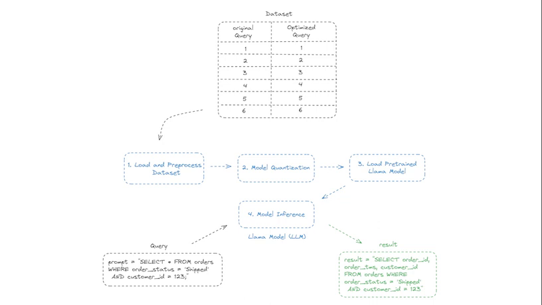In the first step, we need to load and pre-process datasets. This step reads a CSV file containing SQL queries via query dataset, converts it to a Hugging Face dataset and splits it into training and testing sets using the train test split method. The second step is model quantization. Quantization is a technique to reduce the memory requirements and computational complexity of neural networks. This step configures parameters for the bitsandbytes quantization library.